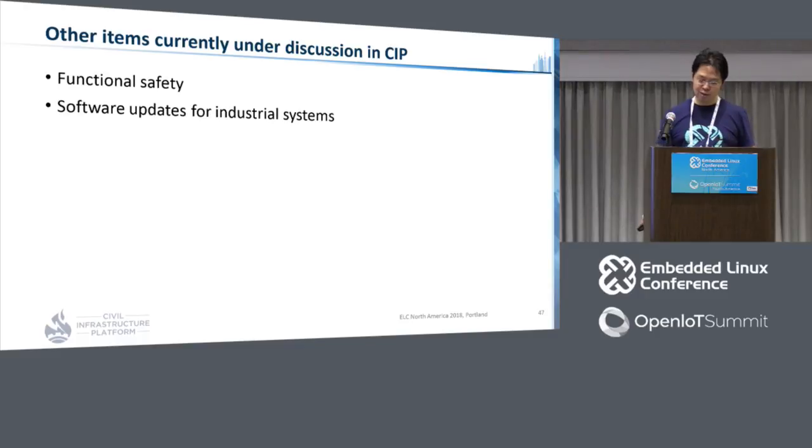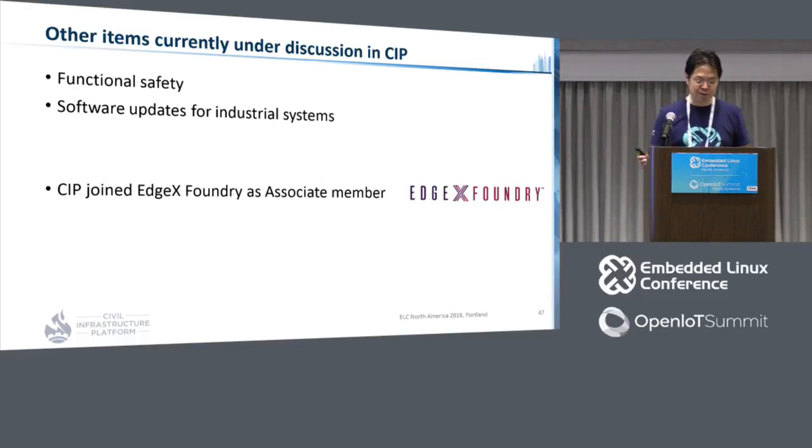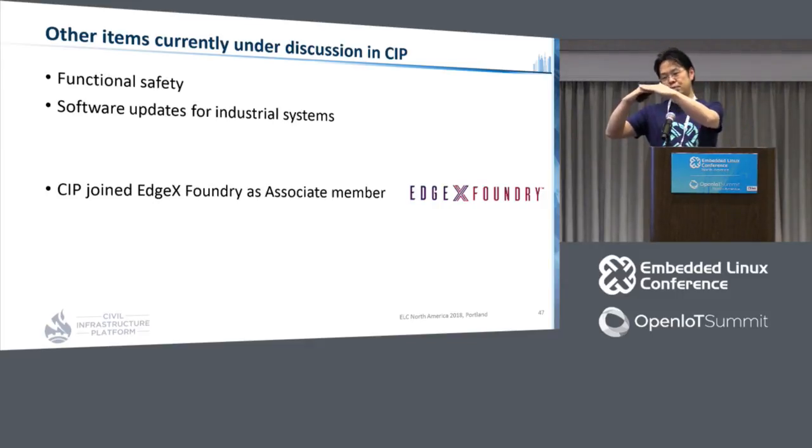And this one is not under discussion, but I'd like to say CIP just joined EdgeX Foundry as an associate member. Currently under discussion is what we can do with them, because EdgeX is trying to create middleware using Docker or containers, but below we are using Linux, and this part also needs to be supported securely enough for a longer time for use in the industrial area. So that's why we became an EdgeX Foundry associate member.